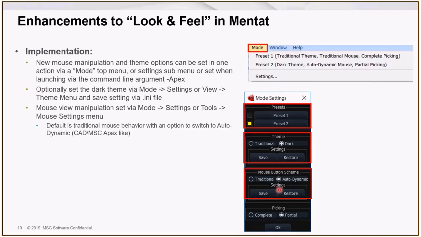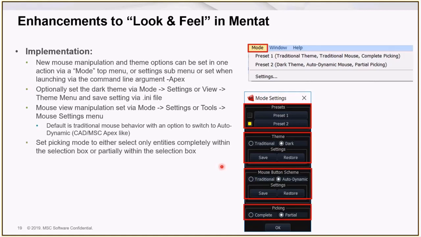The mouse view manipulation, this one is definitely best shown during the video that I'm going to start with, but you can see that they have the traditional and what we're calling the autodynamic mode. This is where you're more dynamic with the mouse and how you're interacting with the viewport in terms of panning and zooming and rotating. And then we have this picking mode, where again the default traditional has always been to the left with complete, but we've introduced this partial picking.